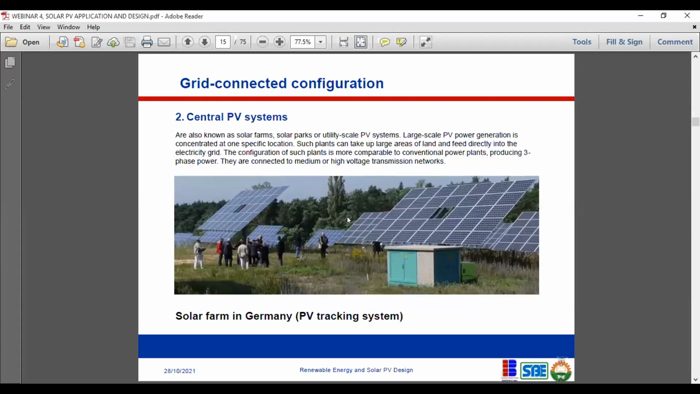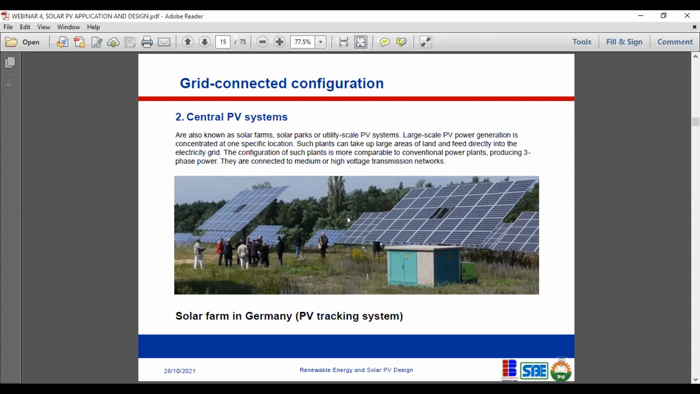So there are also central PV systems, like I mentioned the other time. These are also known as solar farms, solar parks, or utility scale PV systems. Large scale PV power generation is concentrated at one specific location. Such plants can take up large areas of land and fit directly into the electricity grid. The configuration of such plants is more comparable to conventional power plants, producing three-phase power. They are connected to a medium or high voltage transmission network.